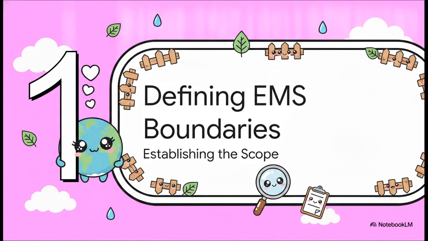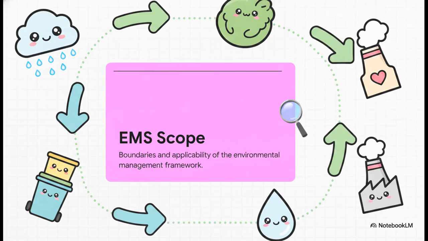All right, Section 1, defining your EMS boundaries and establishing the scope. Now, it goes without saying, you cannot manage what you haven't defined. Defining your EMS scope is a highly strategic activity, and it absolutely must reflect your real-world environmental realities. For example, a chemical plant can't just draw a box around their administrative offices and call it a day, right? Their scope has to comprehensively cover air emissions, hazardous waste, and distribution. It establishes absolute clarity on exactly which activities and locations are included.